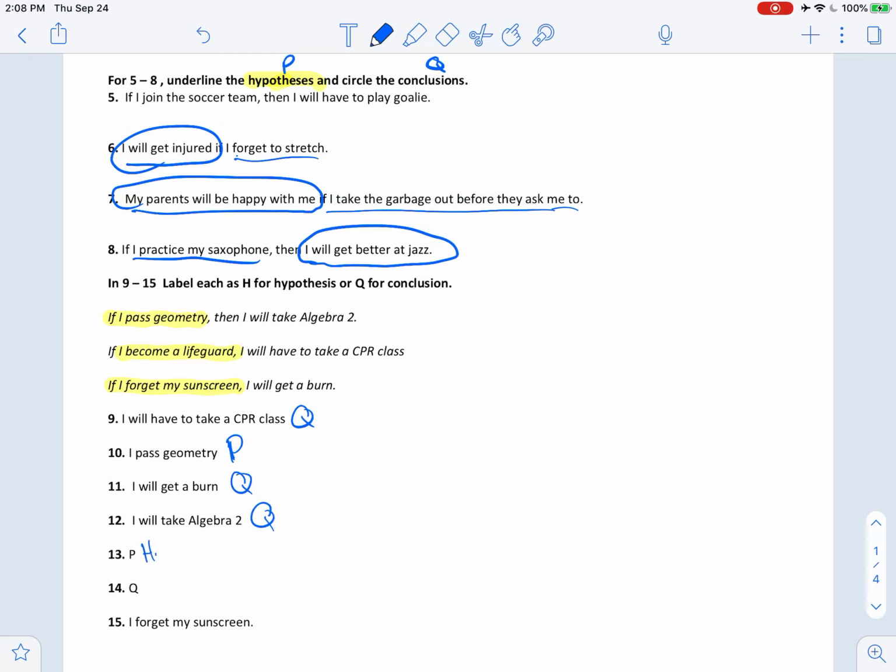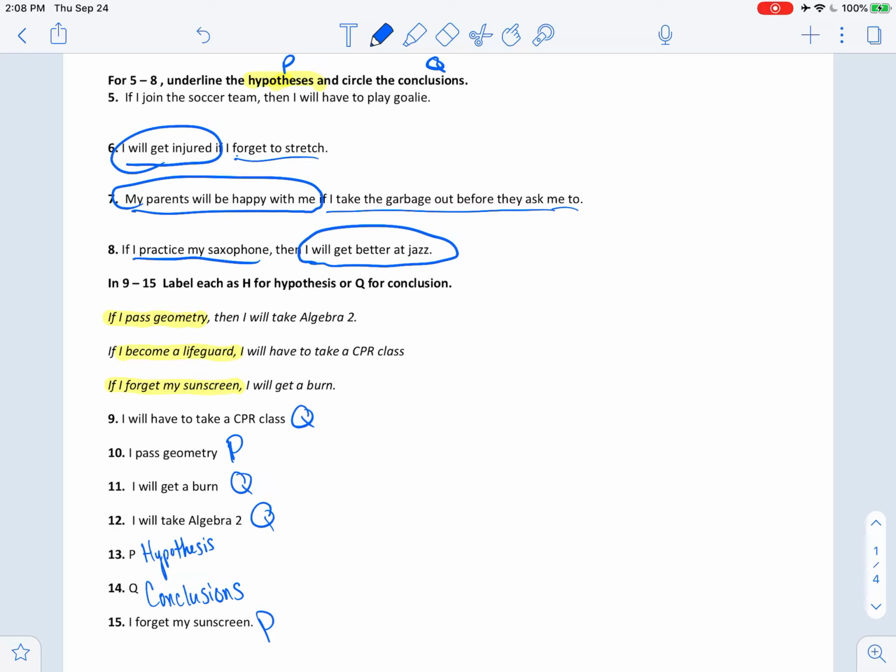Now P, just a reminder, goes with hypotheses, and Q goes with conclusions. And I forget my sunscreen. Look up here, right after the word if. That's going to be a hypothesis as well.